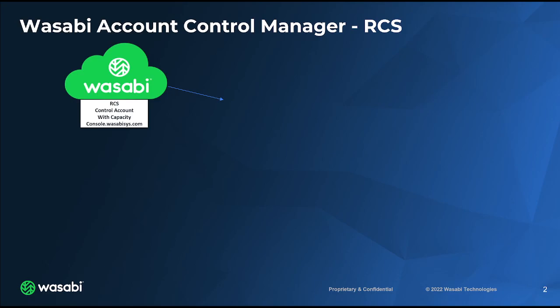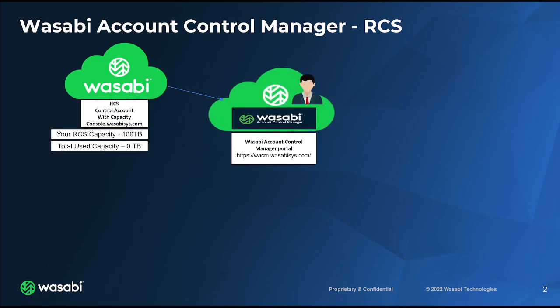So when we're setting up Wacom, what we have is a control account and the Wacom portal. So we set up an empty control account. So this is an actual Wasabi account, but we call it the control account. And we assign some capacity to that control account. Then when you sign up for the Wasabi Account Control Manager, that capacity gets assigned to this account.